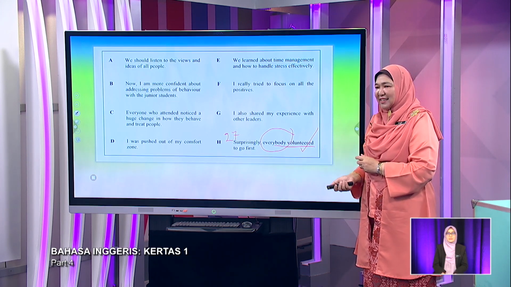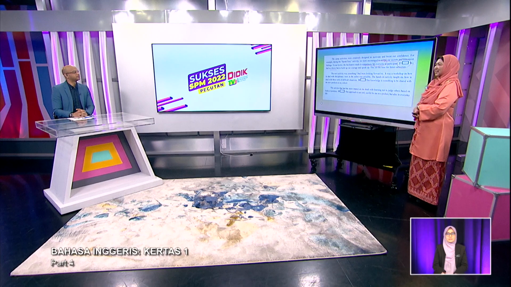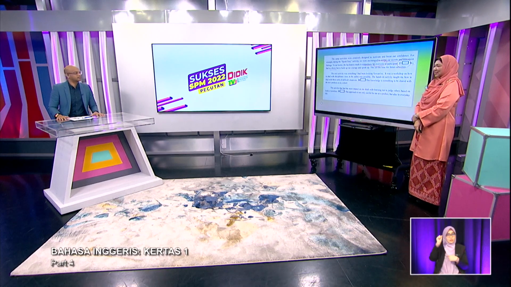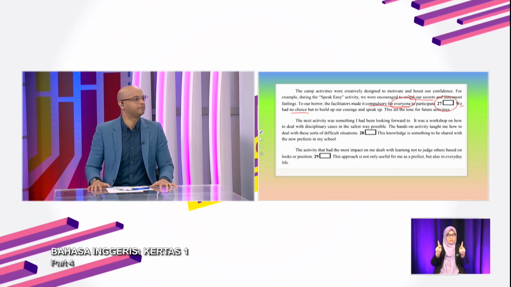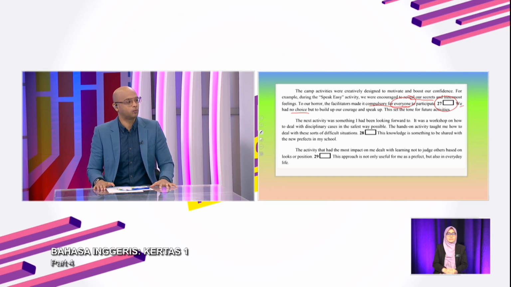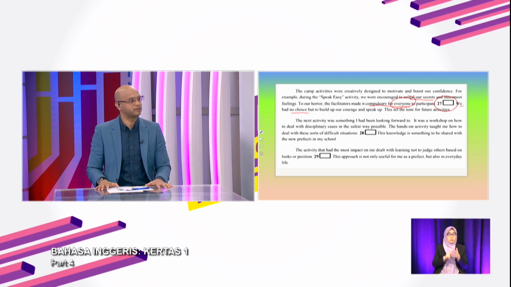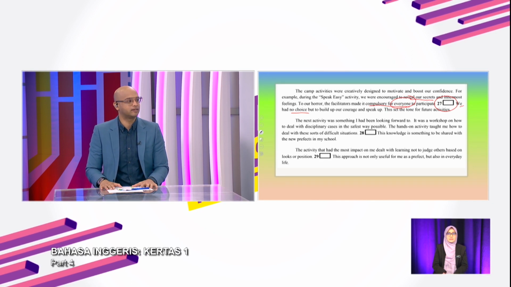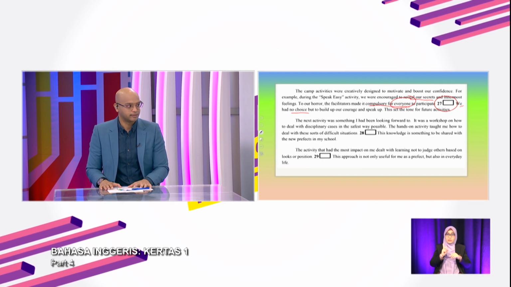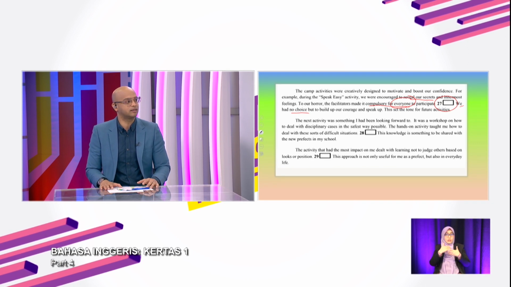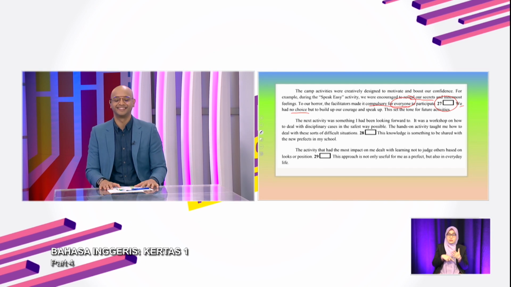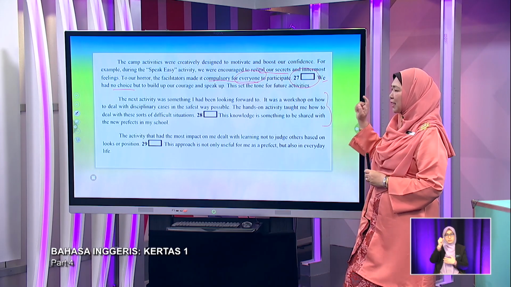Alright. So next. Shall I read out the next paragraph? Yeah, you read out the next paragraph. Okay. The next activity was something I had been looking forward to. It was a workshop on how to deal with disciplinary cases in the safest way possible. The hands-on activity taught me how to deal with these sorts of difficult situations. And then there's a space. And then this knowledge is something to be shared with the new prefects in my school. Yeah, thank you, Sean. So this paragraph is talking about what?